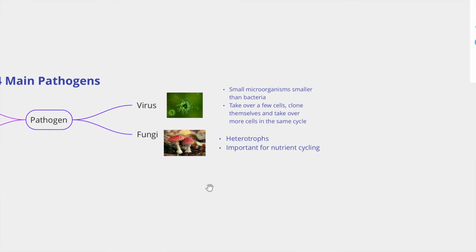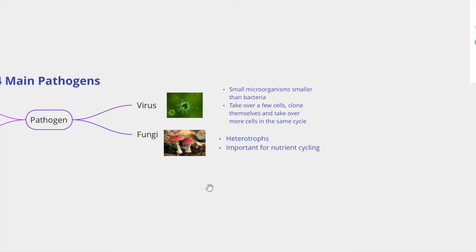And fungi. Fungi is a kingdom of multicellular organisms that are heterotrophs, which means they eat other organisms for nutrients. They have a really important role in nutrient cycling in an ecosystem. And finally, our main character, the vicious viruses.